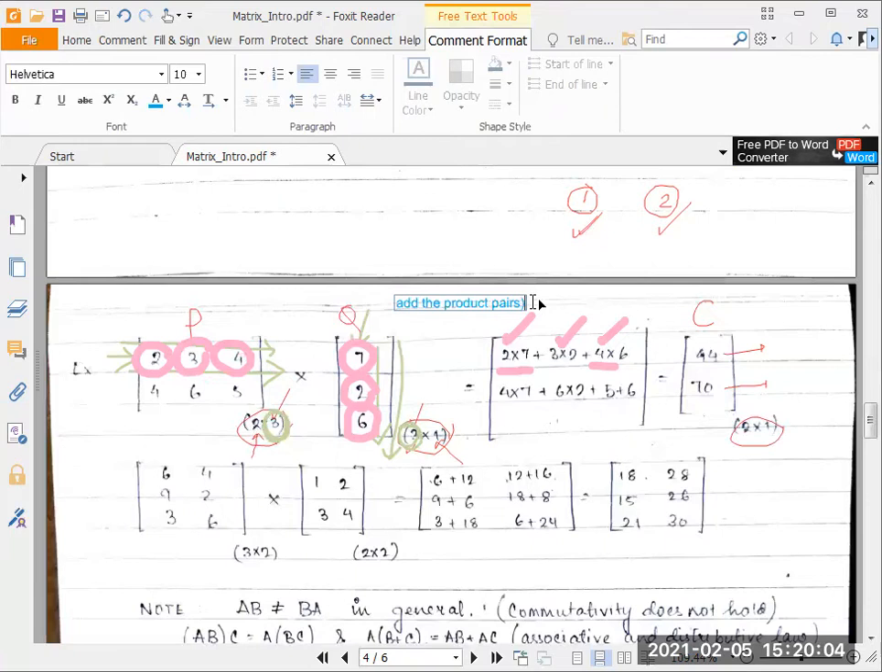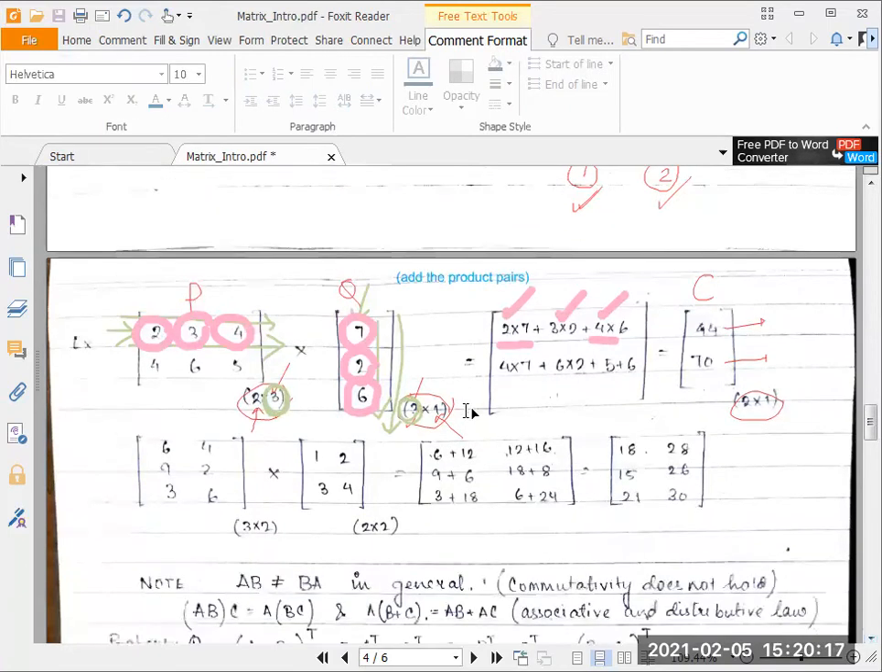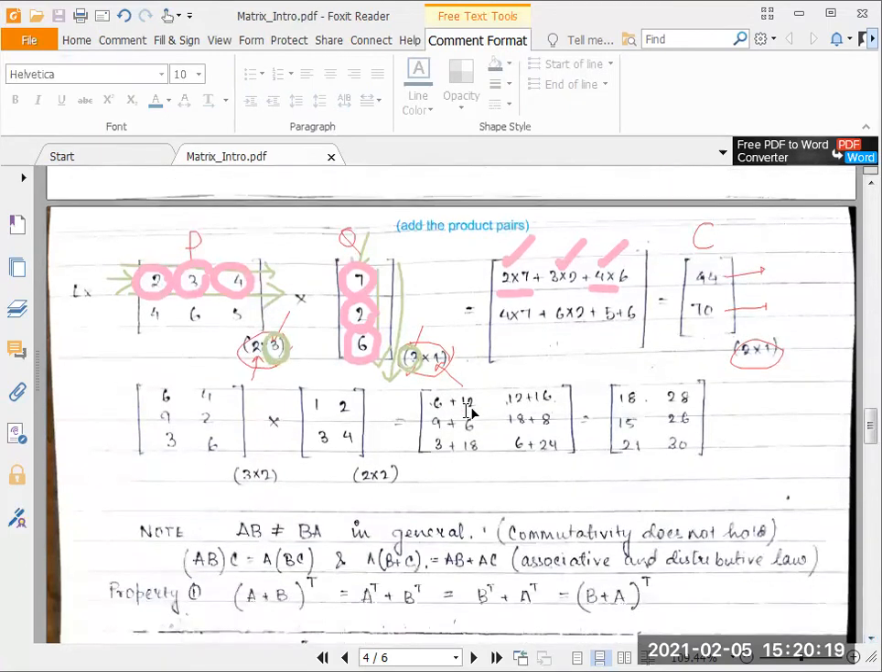So this might help to remember the order of operations. Sometimes students might get confused. What do we do first? Do we add or do we subtract? Essentially we add the product pairs, which means we first multiply each pair of elements and then add the products of these pairs. And that is how we get the first element.